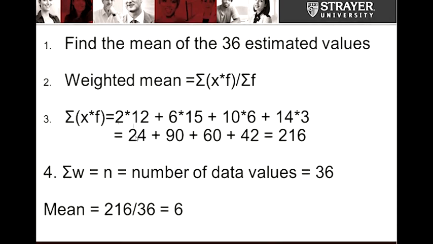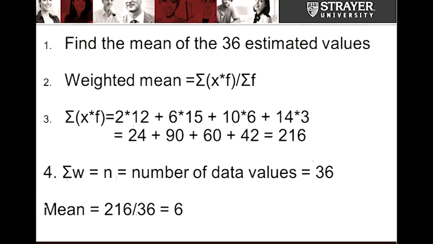Okay? So 2 times 12 is 24, 6 times 15 is 90, 10 times 6 is 60, 14 times 3 is 42. Add them all up and divide by the sum of the weights, which comes out to the total number of items, which is n, which is 36 in this case. So 216 divided by 36 is 6.